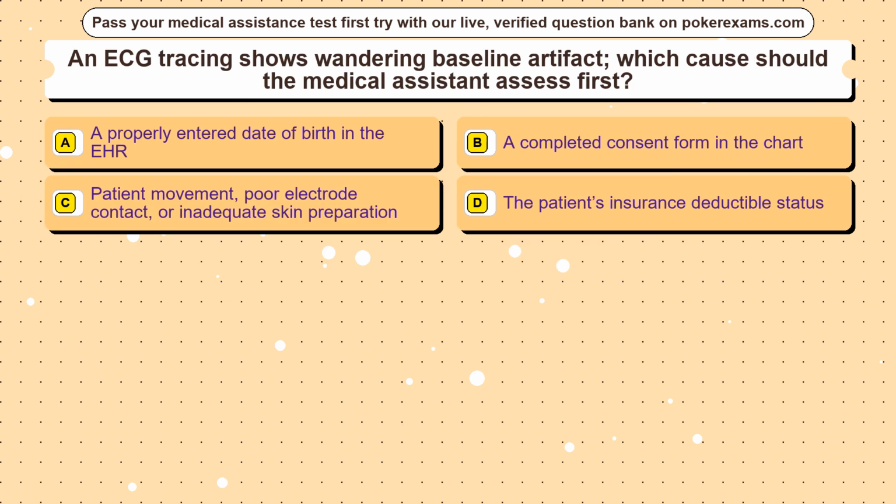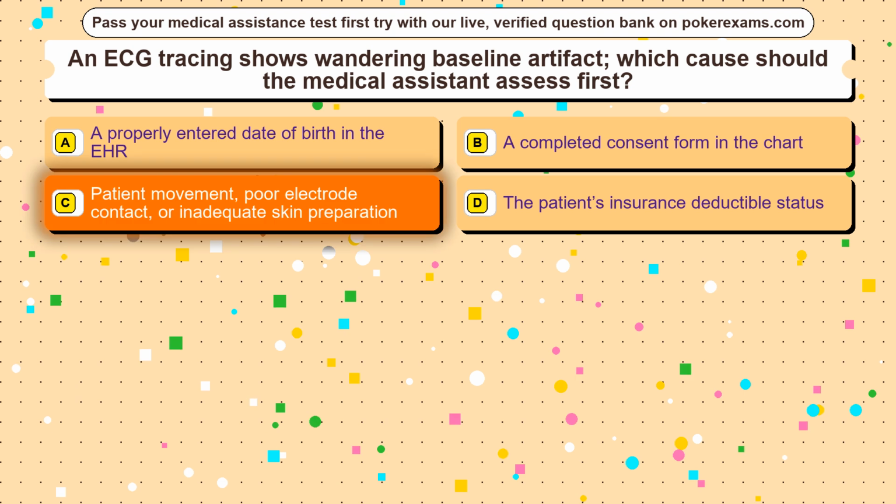Question 27. An ECG tracing shows wandering baseline artifact. Which cause should the medical assistant assess first? Option A. A properly entered date of birth in the chart. Option B. A completed consent form in the chart. Option C. Patient movement, poor electrode contact, or inadequate skin preparation. Option D. The patient's insurance deductible status.